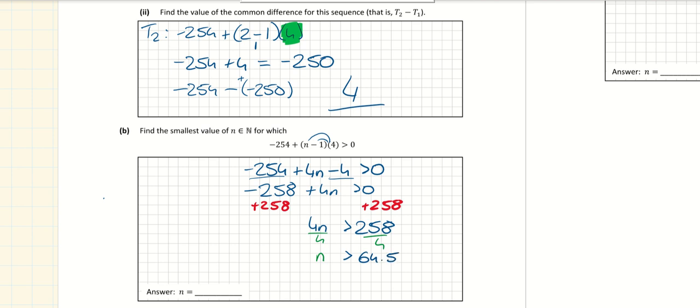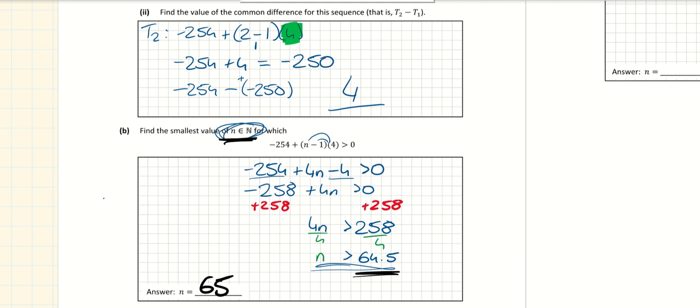Okay, now you see this n is an element of n, so n is a natural number. So we need to pick the first natural number that's bigger than 64.5, so that's going to be 65. Okay, you need to be careful when that comes up in an exam to make sure that even if you've done the right work, you're still getting the right answer, because you'll lose a mark if you don't have it right here.